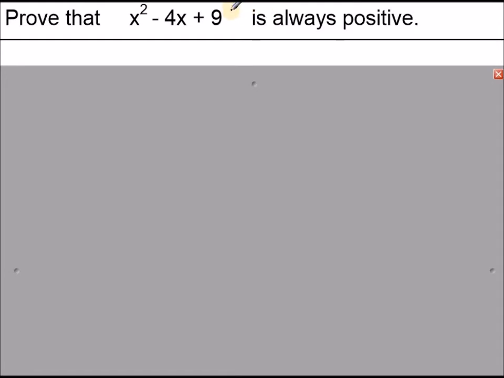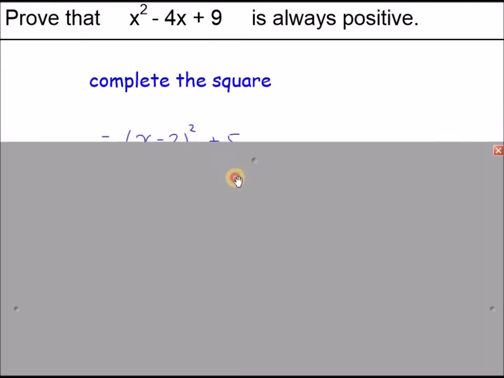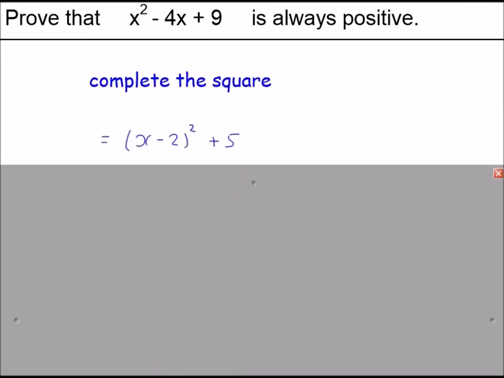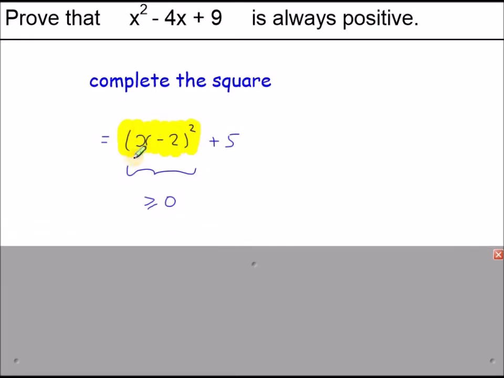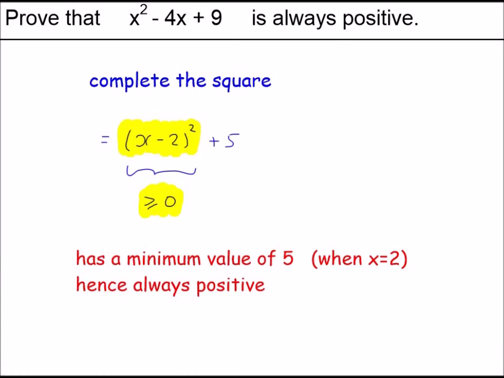We have to prove that this quadratic expression is always positive. So we use the completed square form, and in the completed square form, the (x minus 2) squared can never be negative. The lowest value of (x minus 2) squared is 0 when x equals 2. So this is always greater than or equal to 0. So if we add on 5, the whole expression has a minimum value of 5. So we have proven that it's always positive.